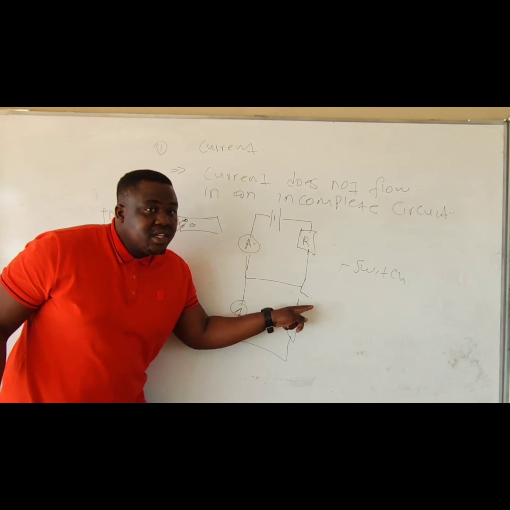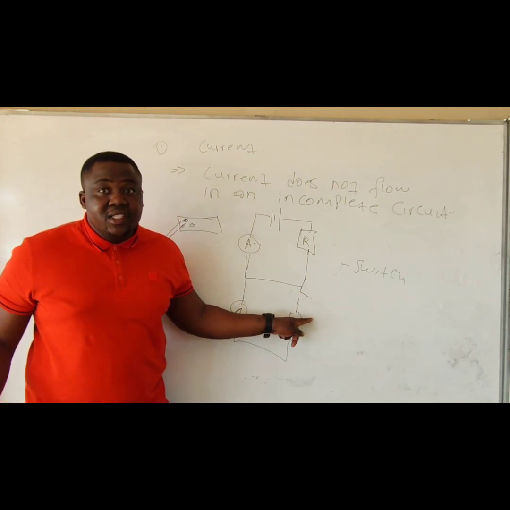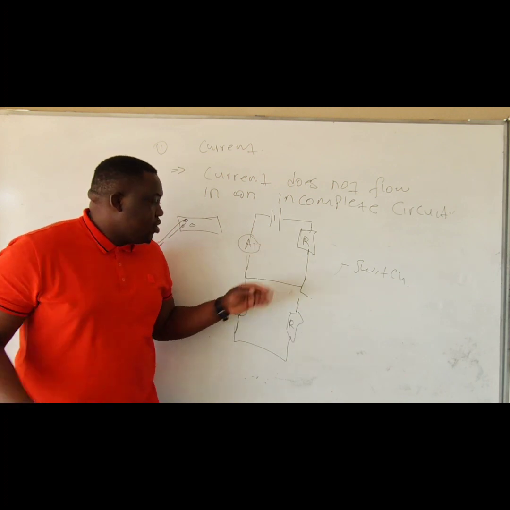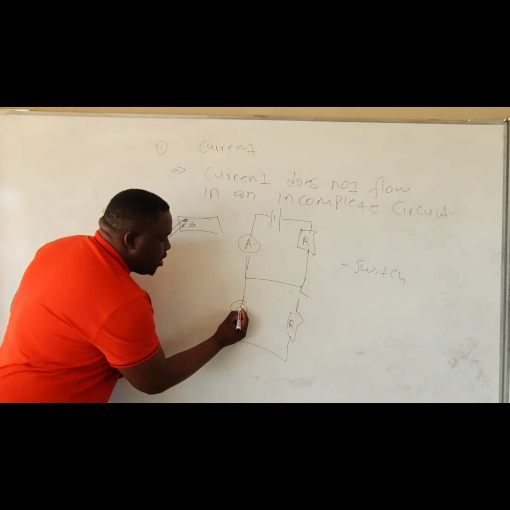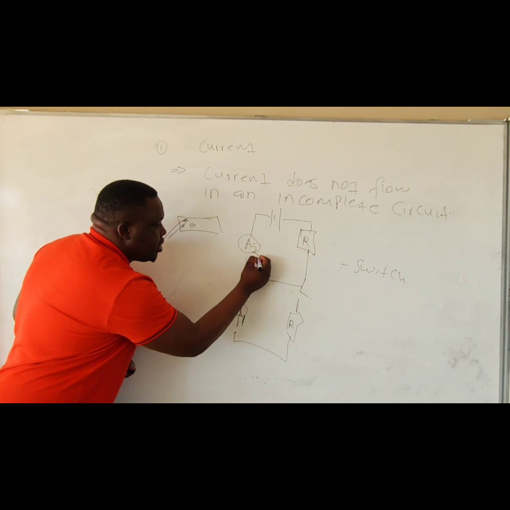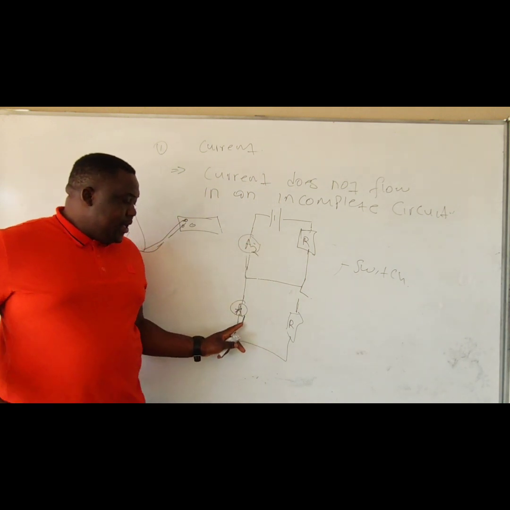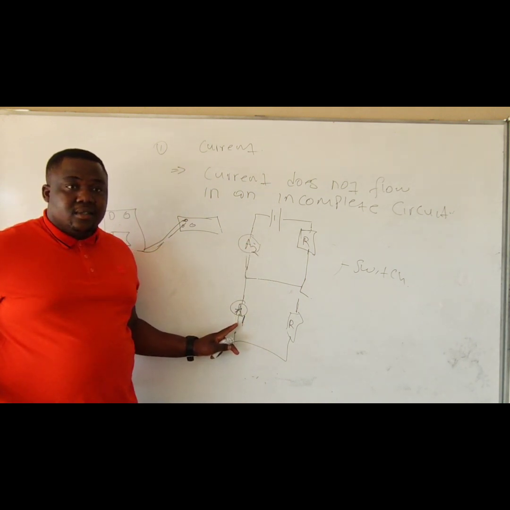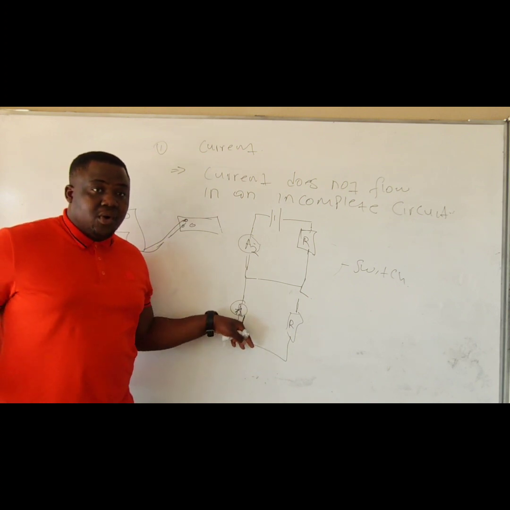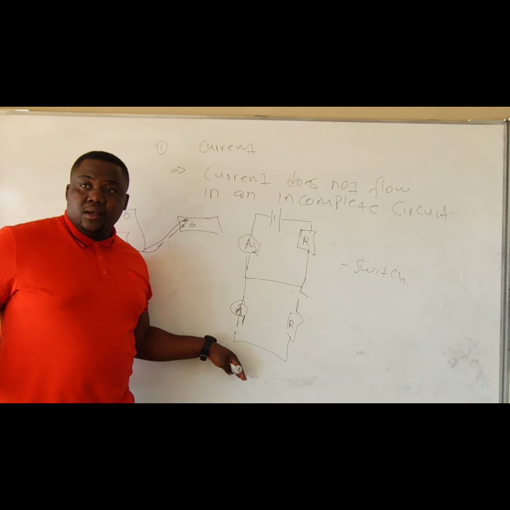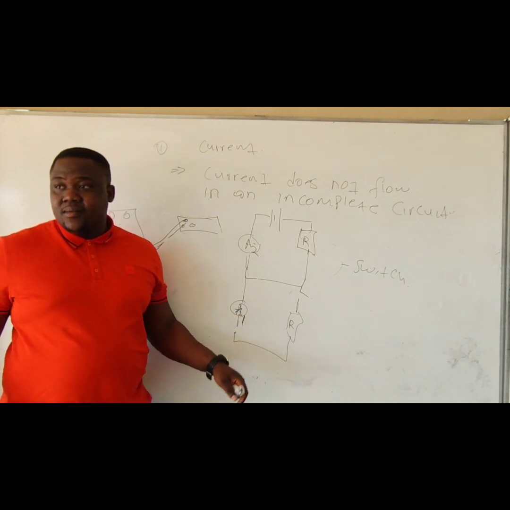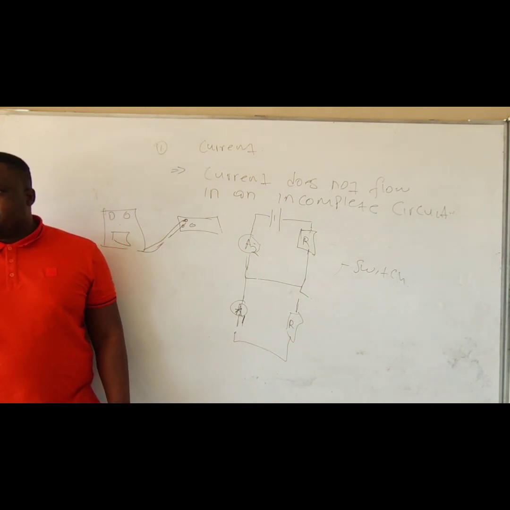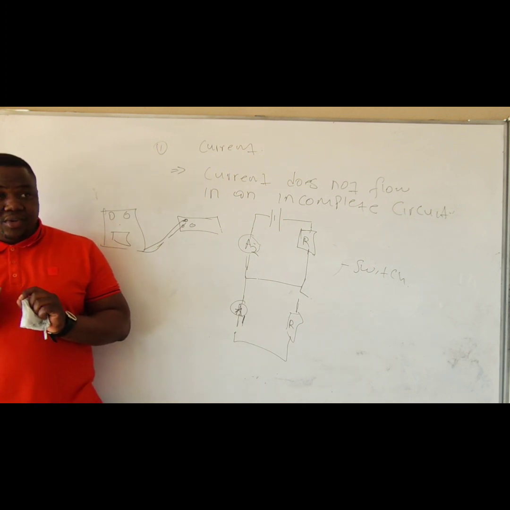So whenever you see an open switch, what will be the reading on the ammeter? Okay, ammeter 1. This is ammeter 2. What will be the reading on ammeter 1? 0. It will be 0 because the current does not flow in an incomplete circuit. You understand, right? It's a powerful statement you can ever know for this electric circuit. That's how we interpret.